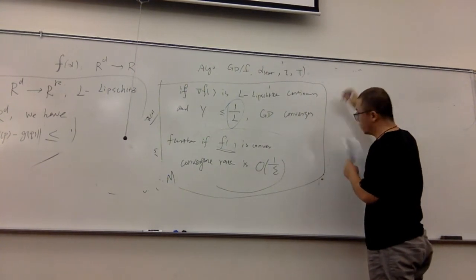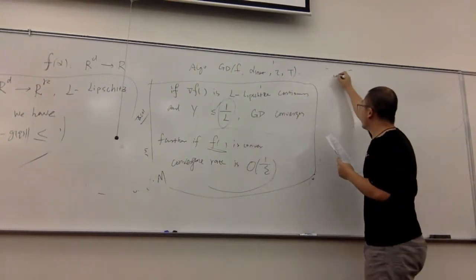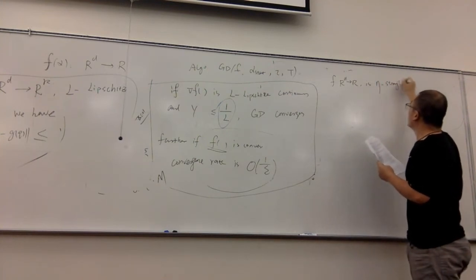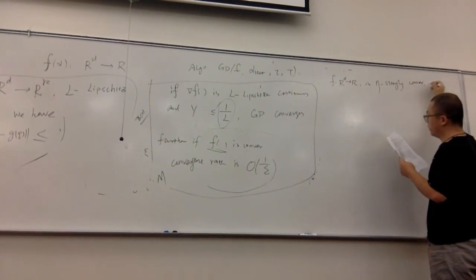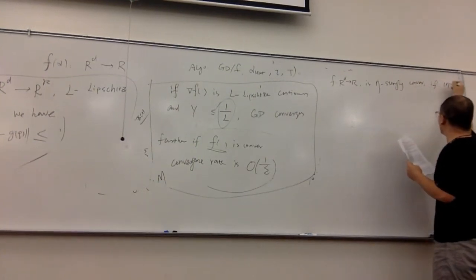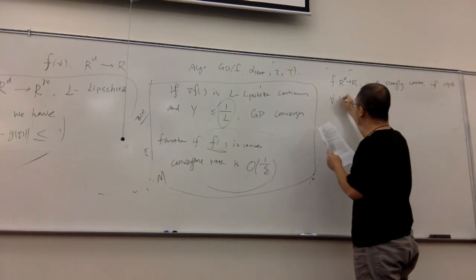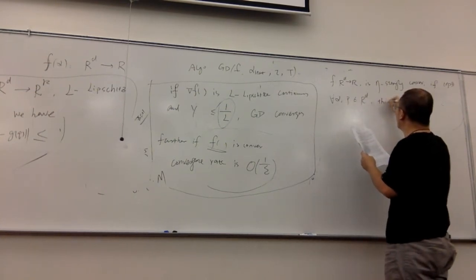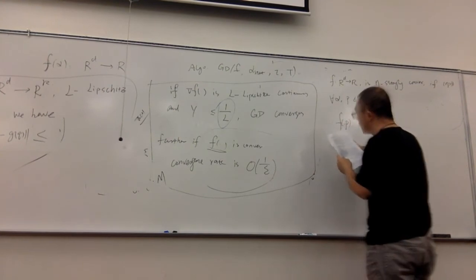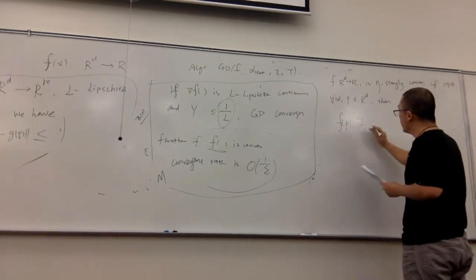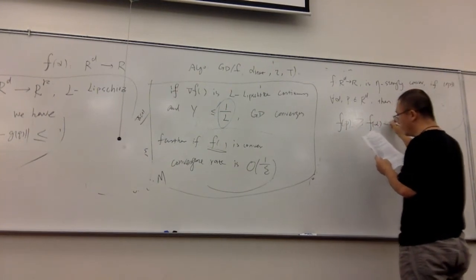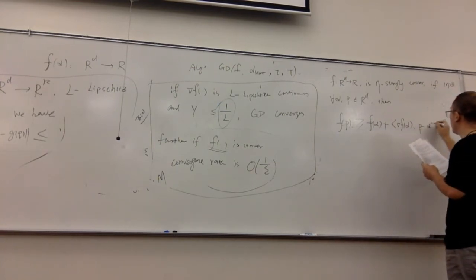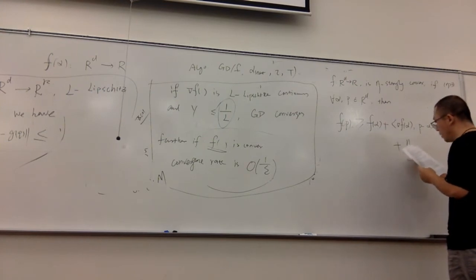So we say a function f is eta strongly convex, where eta is positive, if for arbitrary two inputs alpha and p in a d-dimensional space, it satisfies that the function value at p is no less than the function value at alpha plus the inner product between the gradient and the difference between the inputs, then plus a quadratic term.